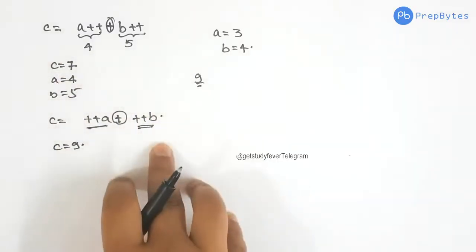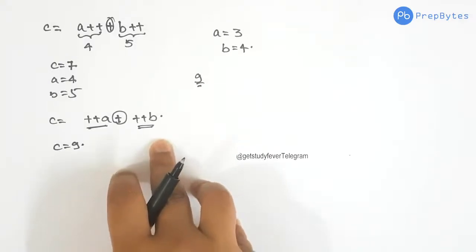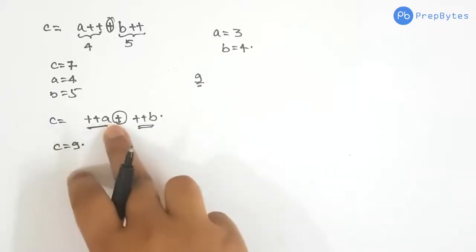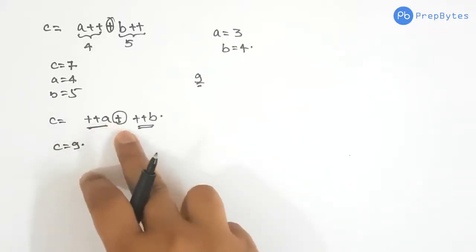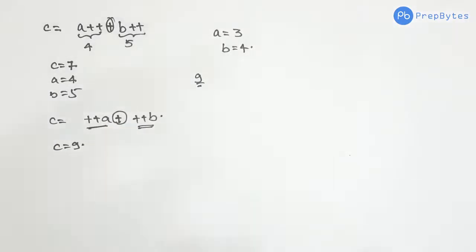So in postfix, first whatever operation has to be done gets done, and then the increment or decrement happens on that particular variable. And in case of prefix, first increment or decrement happens, and then whatever operation has to be done takes place. So this is increment and decrement operator.